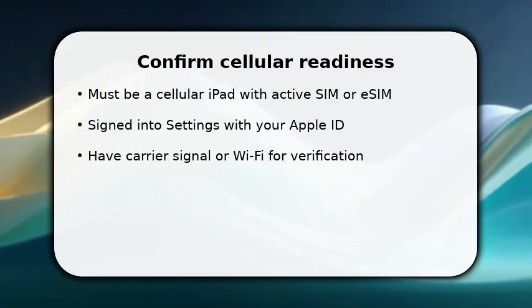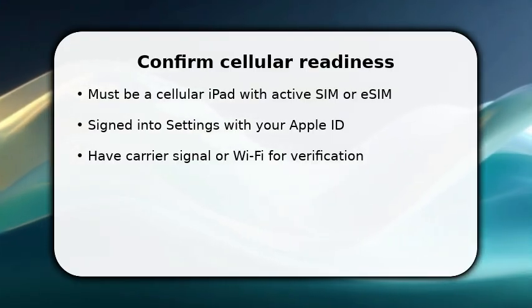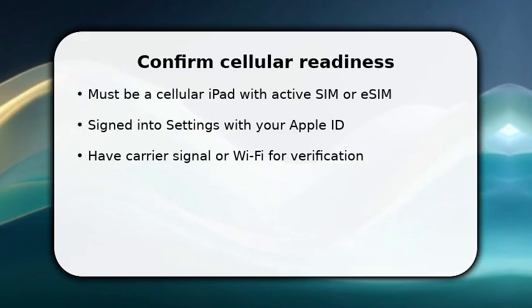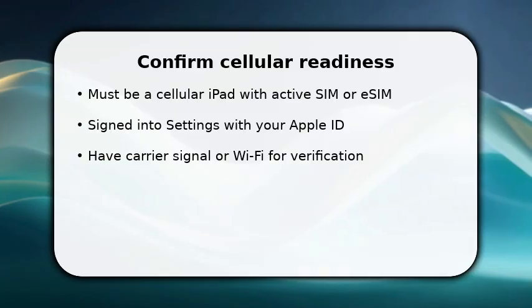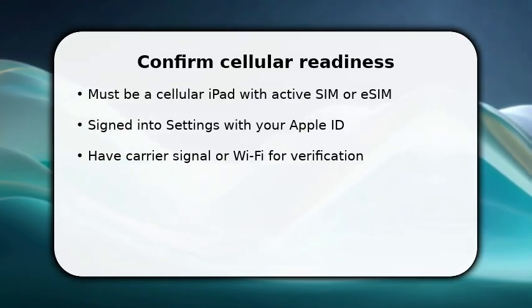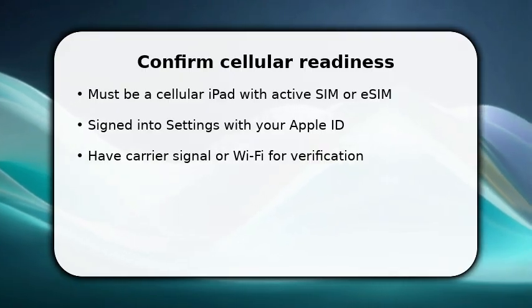You start by confirming the iPad is a cellular model and the SIM or eSIM is active. This is essential because Wi-Fi-only iPads have no phone number. Once done, sign into settings with your Apple ID so system info is accessible. Make sure the device shows carrier signal bars at the top.